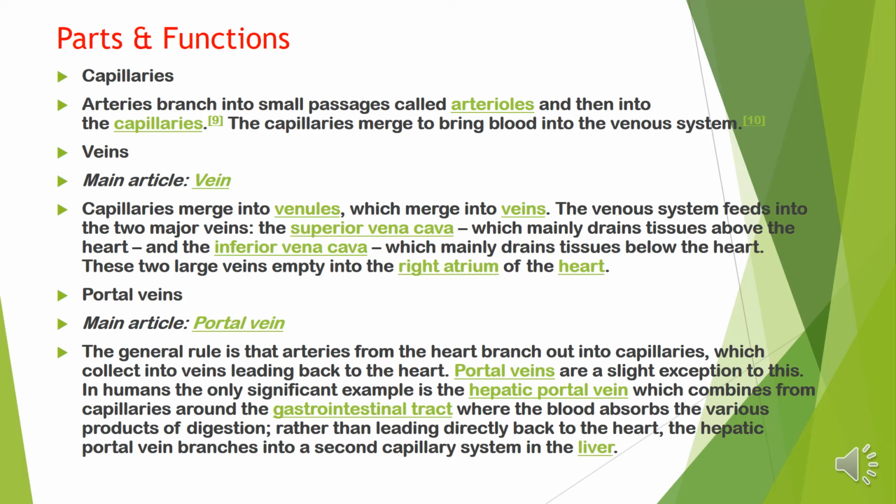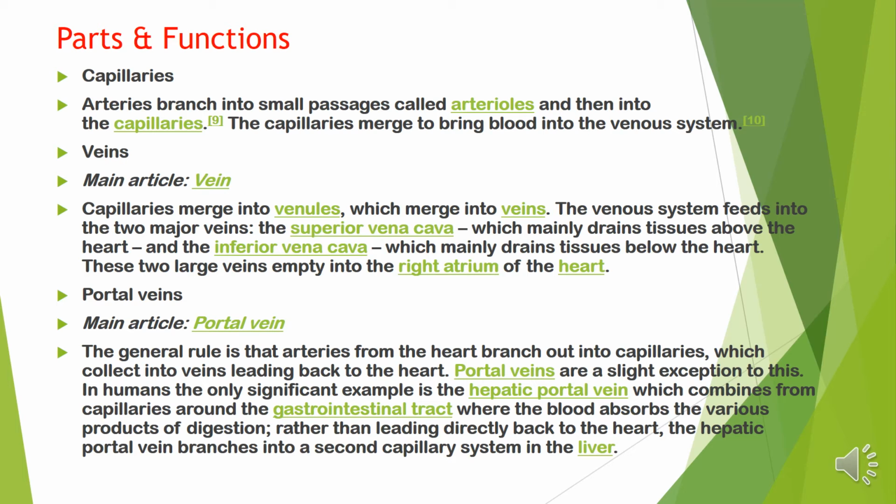The next is the veins. Capillaries merge into venules, which merge into veins. The venous system feeds into two major veins: the superior vena cava, which mainly drains tissues above the heart, and the inferior vena cava, which mainly drains tissues below the heart. These two large veins empty into the right atrium of the heart.